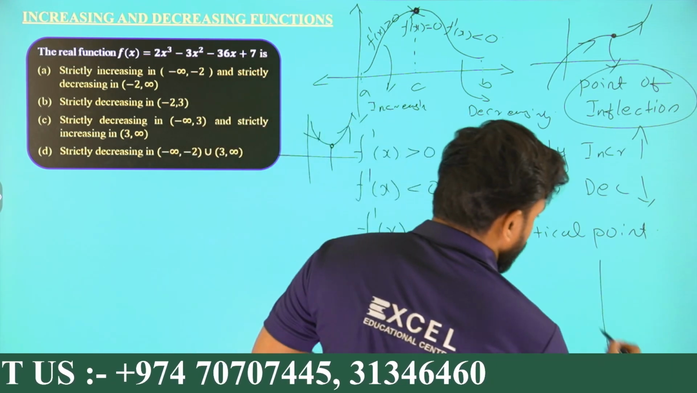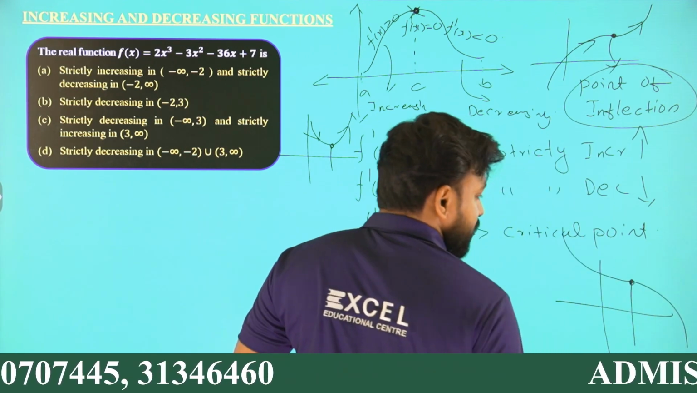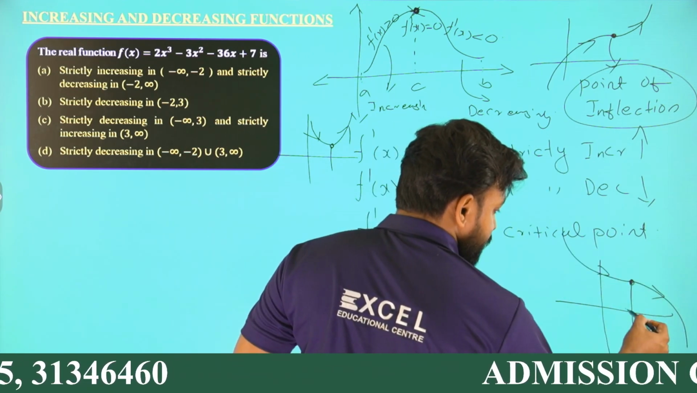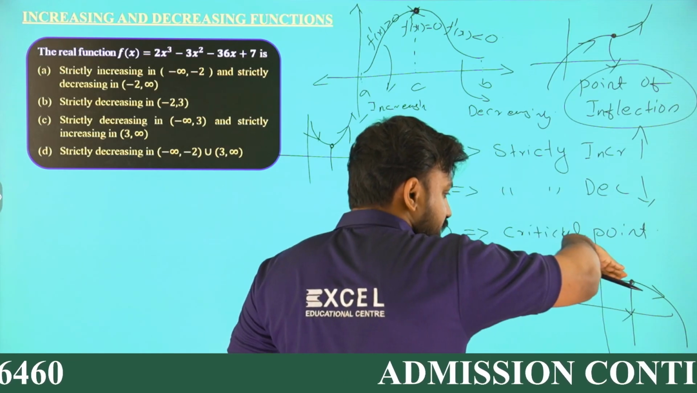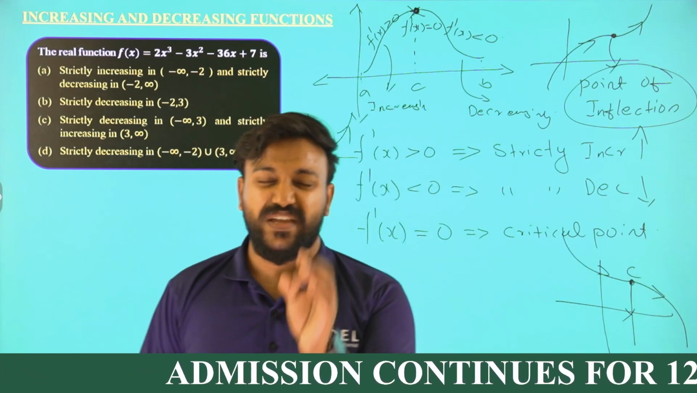The other thing also possible is decreasing from the left side and again decreasing to the right side. Decreasing and again decreasing at the critical point. This critical point also we call the point of inflection.